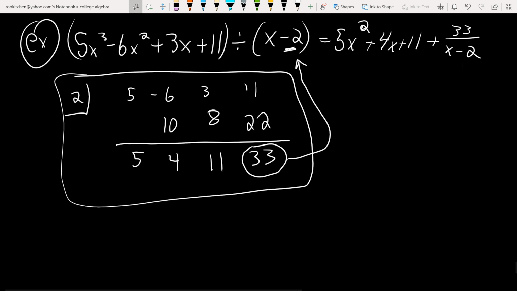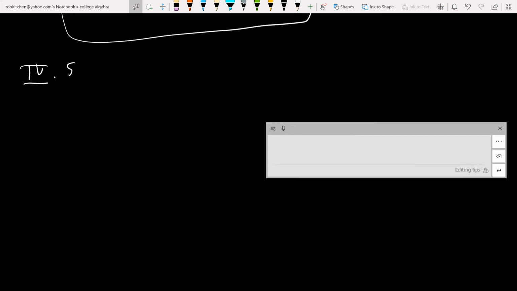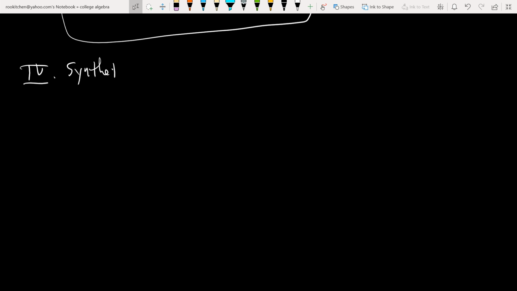Okay. Let's try one with placeholders now. So, getting more complicated. Section 4, synthetic division with placeholders.